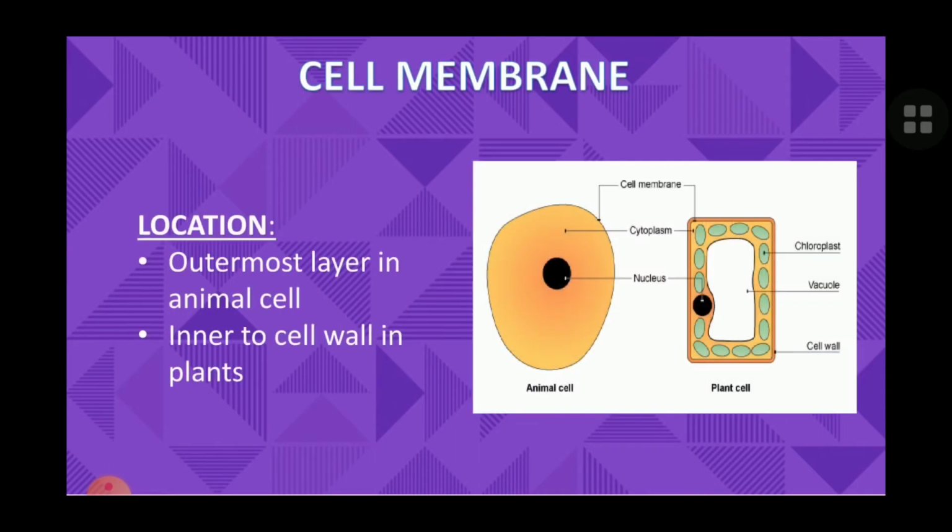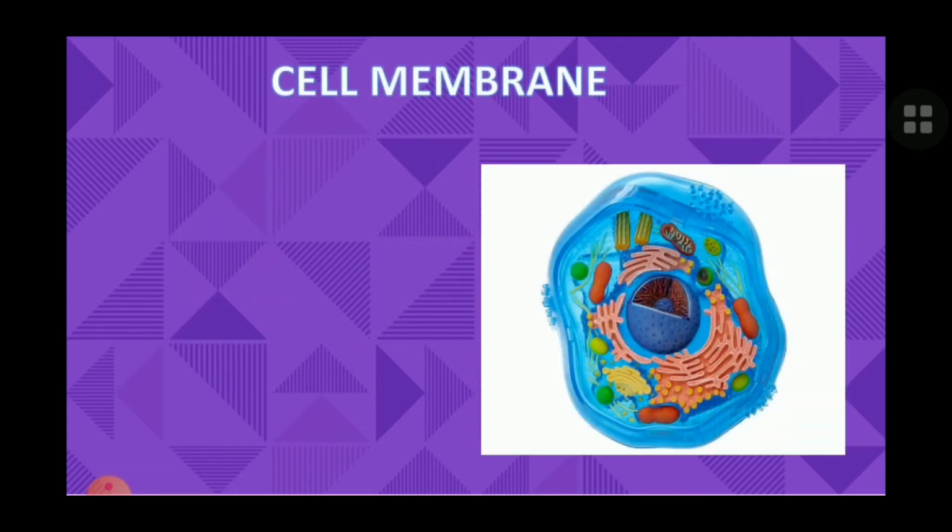Cell membrane. It is located outermost. It forms the outermost layer in animal cells. Like you can see in this picture, the outermost layer of the animal cell is made up of the cell membrane, while it is the second layer in the plant cell, meaning it is located inner to the cell wall in the plant cell. The next is the cell membrane. This is the cell membrane.